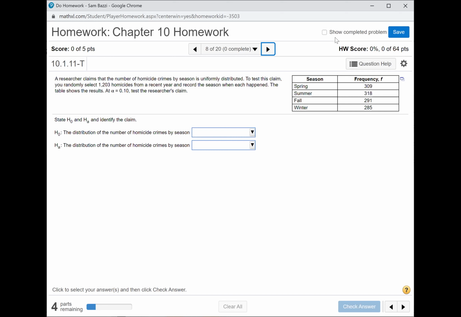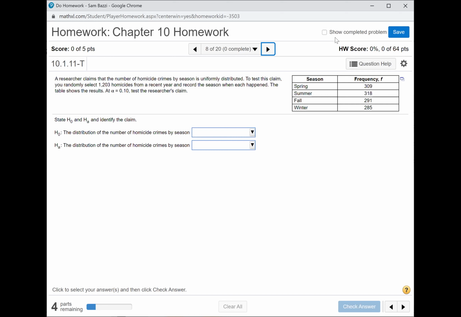You might get different numbers when you do this one on the homework, but I'm going to show you how to work this one out. A researcher claims that the number of homicide crimes by season is uniformly distributed. To test this claim, you randomly select 1,203 homicides from a recent year and record the season when each happened.